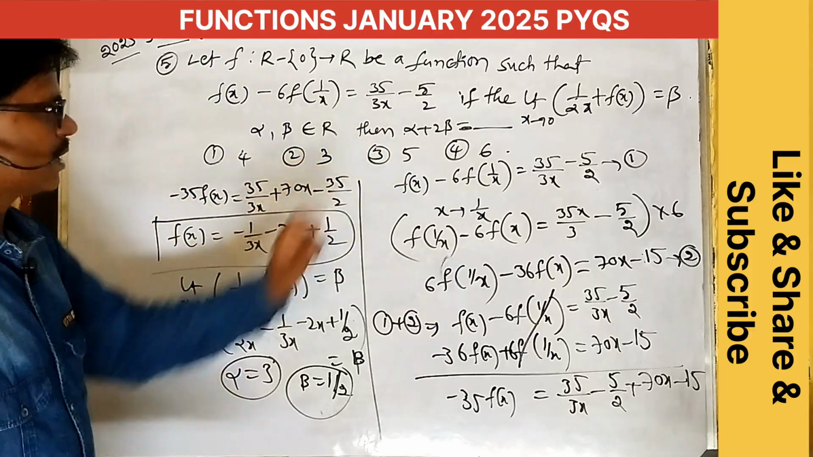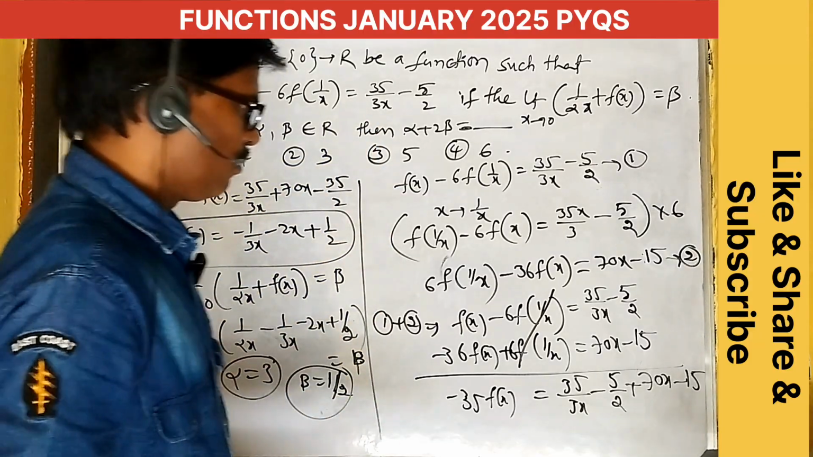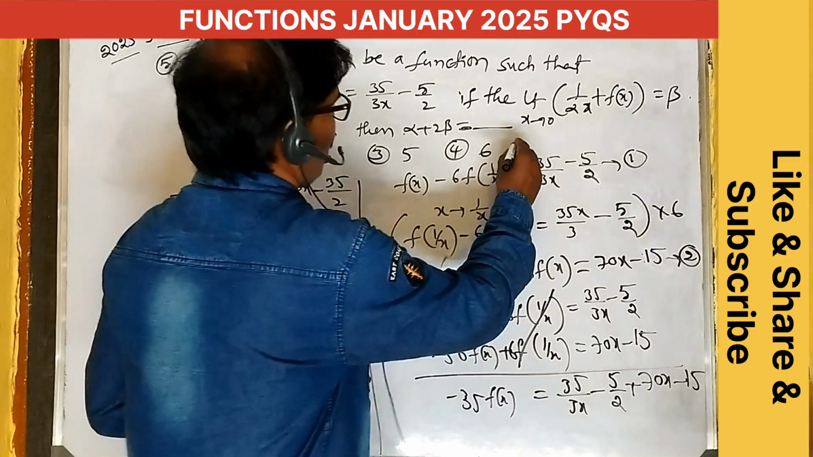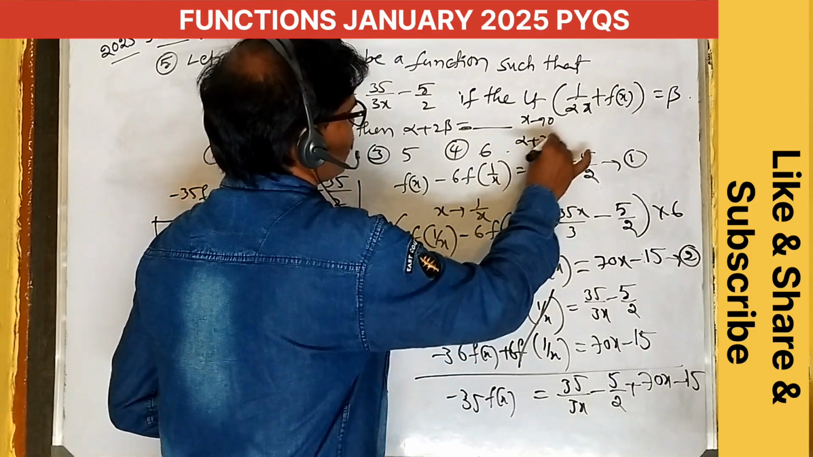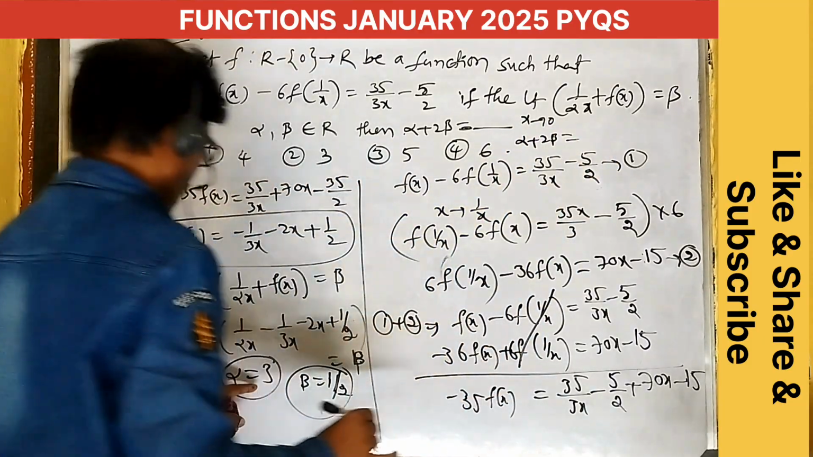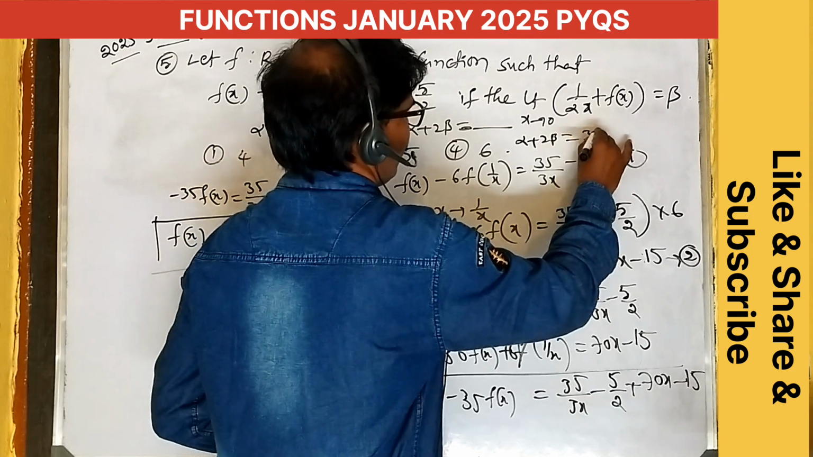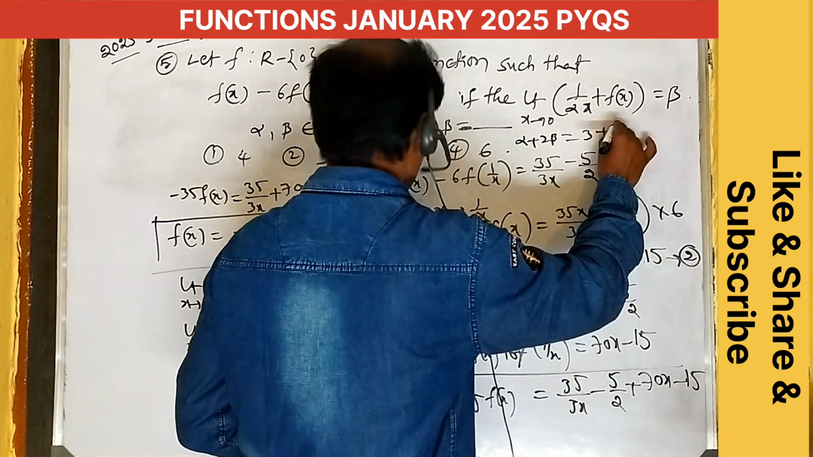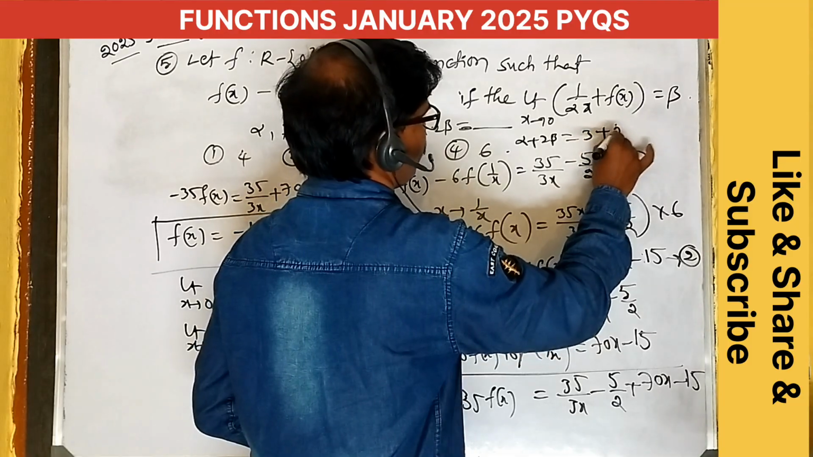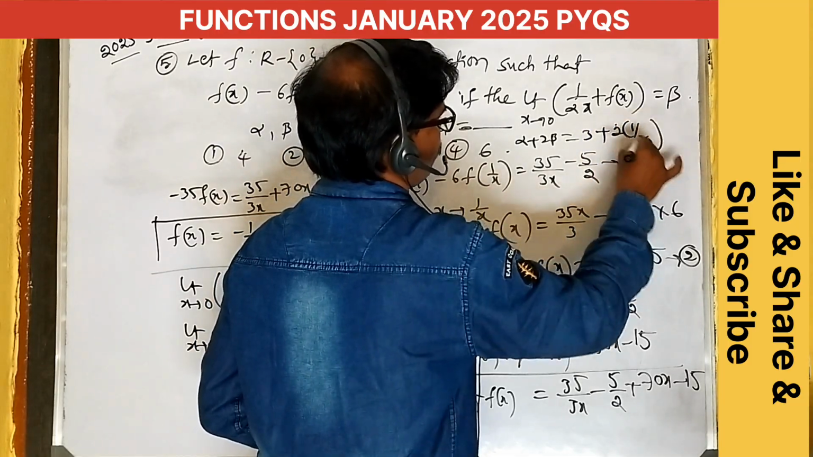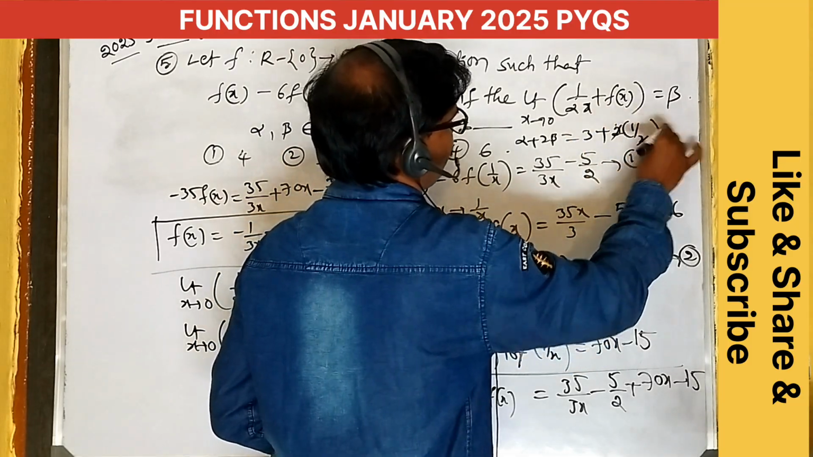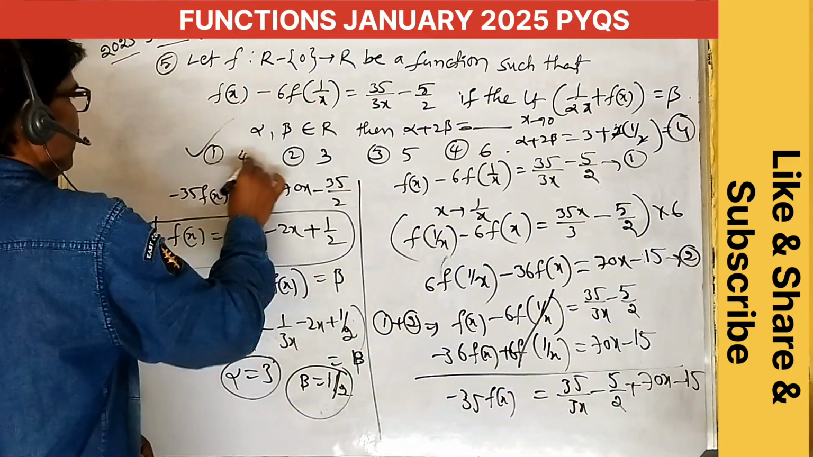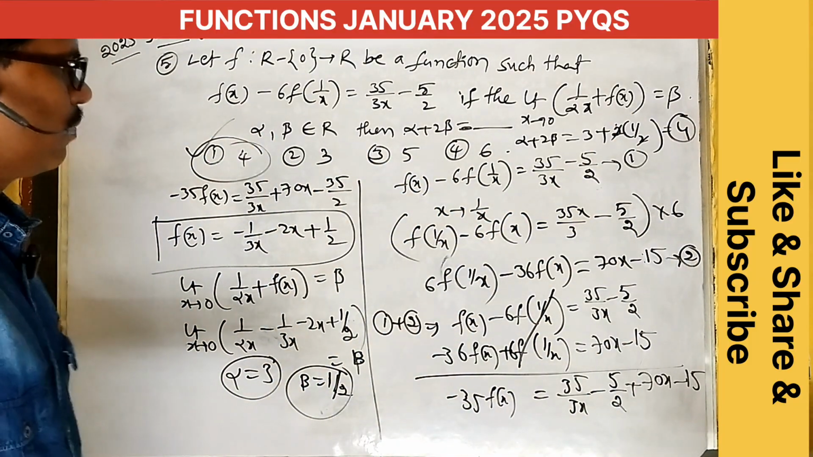What is the question asking? Alpha plus 2 beta value. Alpha plus 2 beta is equal to alpha is 3 plus 2 into beta, where beta is 1 by 2. The 2 and the 2 cancel, giving 3 plus 1 equals 4. Answer 4 is correct. Option 1 is correct.